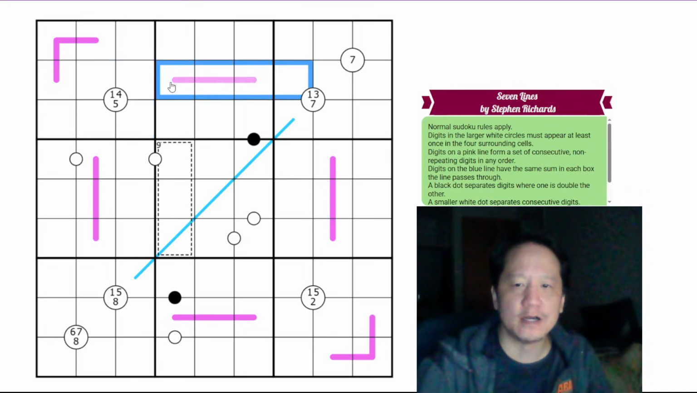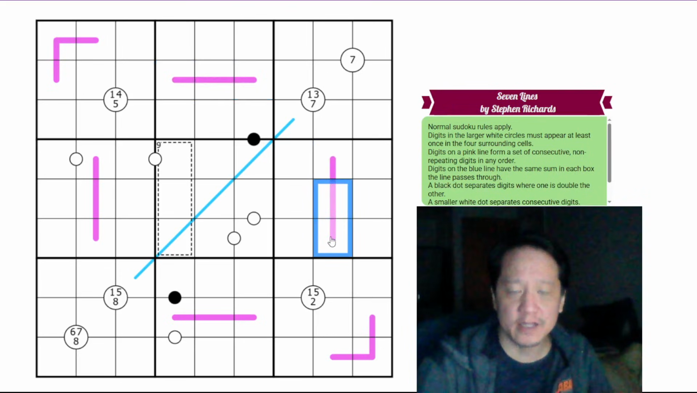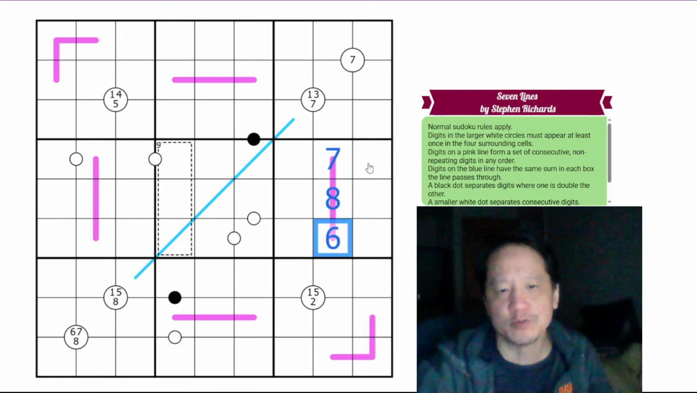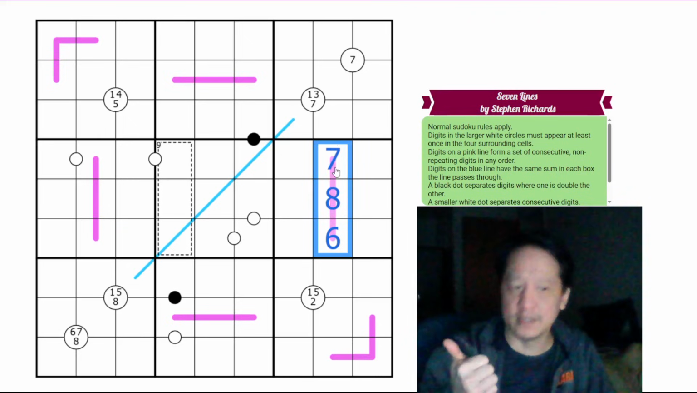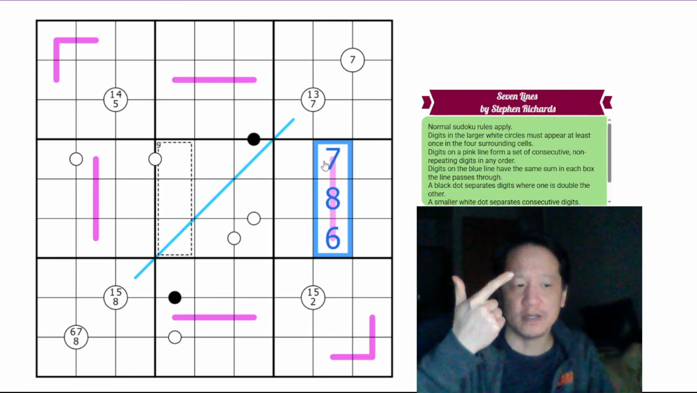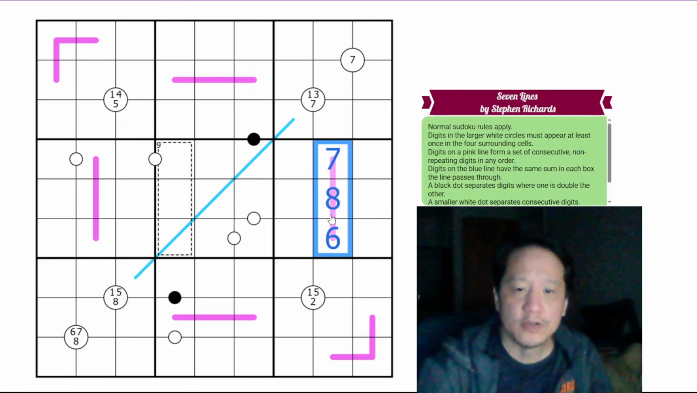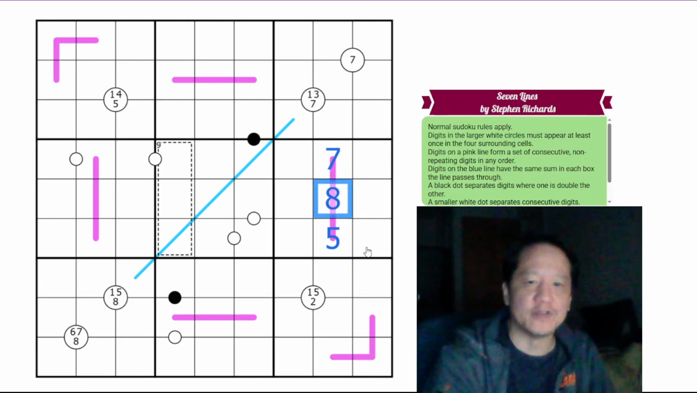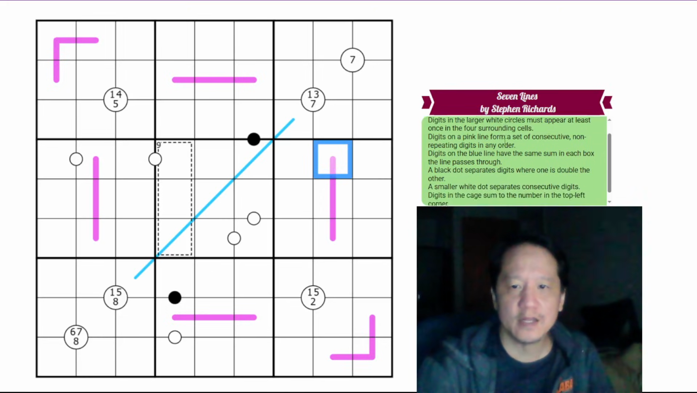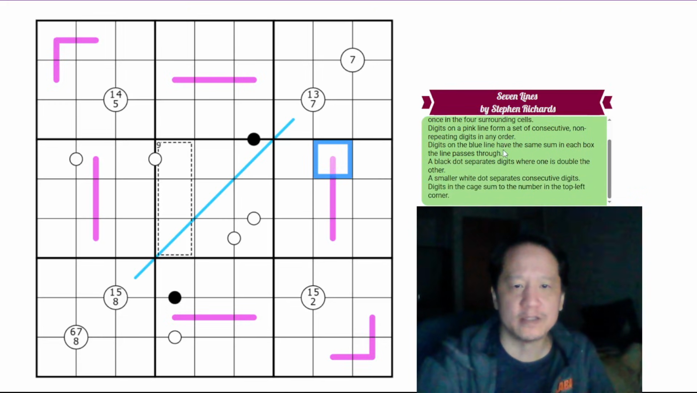Digits on a pink line form a set of consecutive non-repeating digits in any order. We also call these Renban lines. So for example, you could have something like 7, 8, and 6, and this would be a valid Renban line, because we have a set of consecutive non-repeating digits. 6, 7, and 8 form a consecutive set of non-repeating digits. You could not have something like, say, 5, 7, and 8 here because that's not consecutive. And those are examples of how Renban lines work.